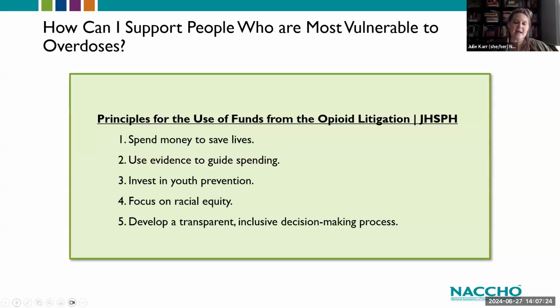Johns Hopkins has also created these principles for use of funds. That's a really great resource as well. Their five priorities are: spend money to save lives, use evidence-based spending guides, invest in youth prevention, focus on racial equity, and develop a transparent, inclusive decision-making process. And we can move to the next slide.